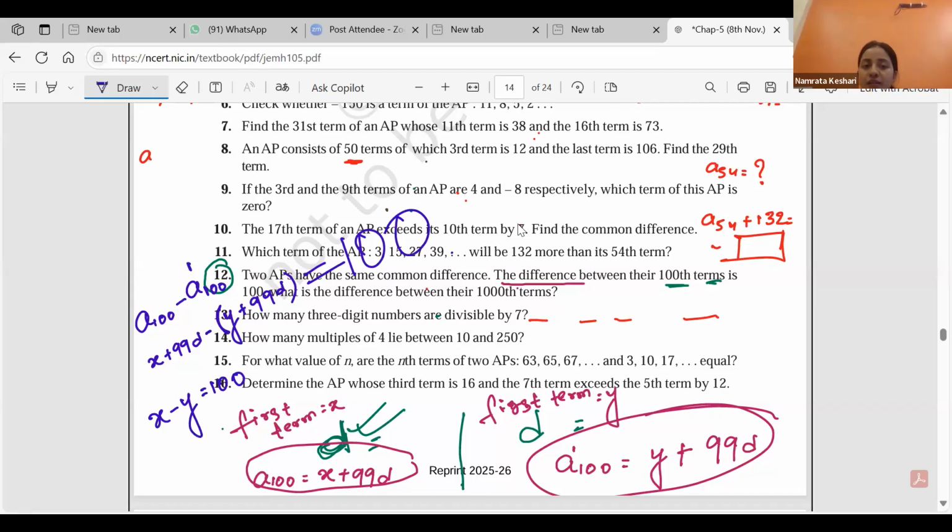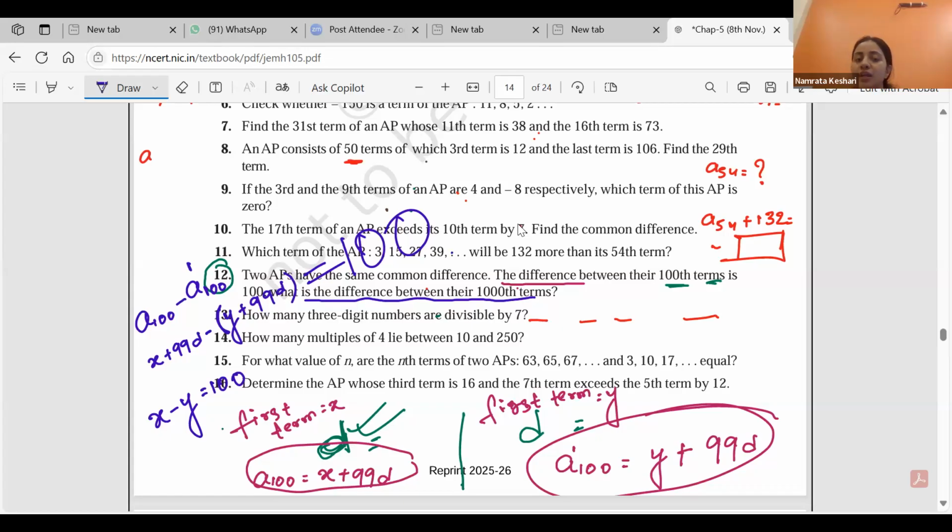Now you have to find the difference between their 1000th term. Here we will not be able to solve this equation. This you have learned in class 9, that if you are having a single equation containing two variables, you cannot solve it. There are infinitely many solutions. Can you recall? There was a chapter in class 9, linear equations in two variables, and you were saying that a linear equation in two variables has infinitely many solutions because we cannot solve them.